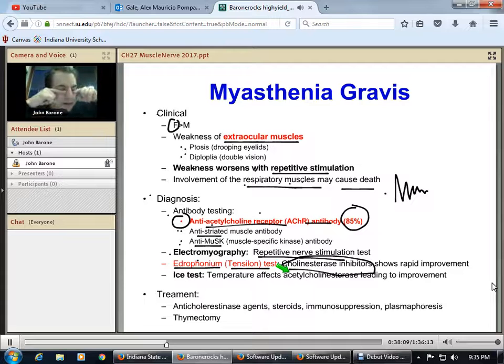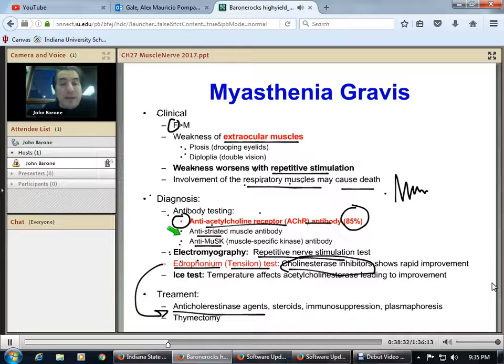Oh no, I can't. It's short-acting. It doesn't last very long. But I just want to see you get better. If you get better with a short-acting anticholinesterase agent, then I'll put you on a long-acting one. Makes sense, right? So we'll use a short-acting one to make the diagnosis, and then I'll put you on a long-acting one. Okay?